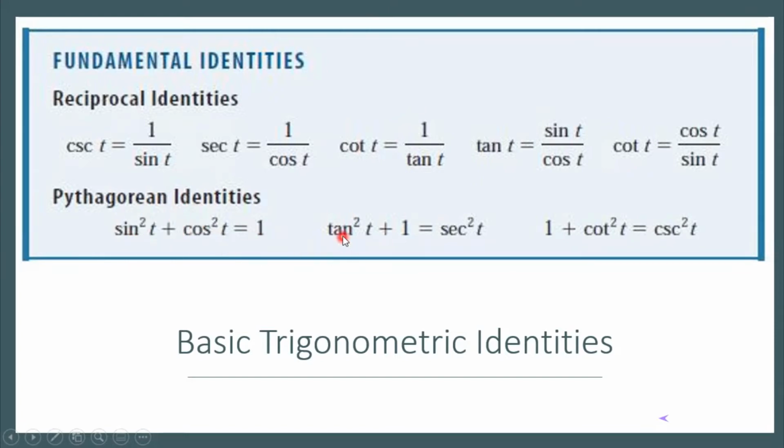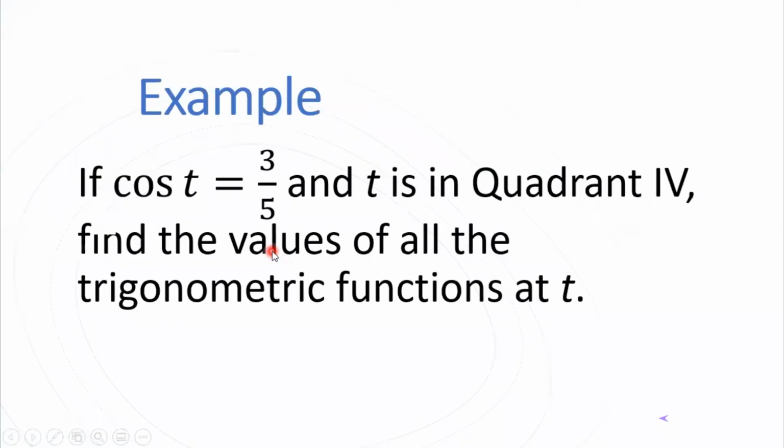Okay. So we have also tangent squared t plus 1 is equal to secant squared t. And we also have 1 plus cotangent squared t is equal to cosecant squared t. Okay, so these are the basic trigonometric identities. So we have here an example. Now, if cosine t is equal to 3 over 5 and t is in quadrant 4, find the values of all the trigonometric functions at t.